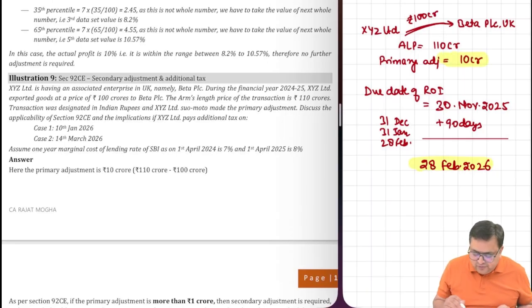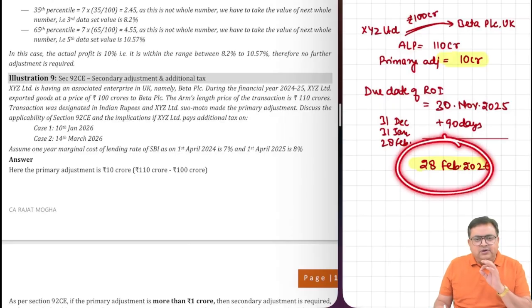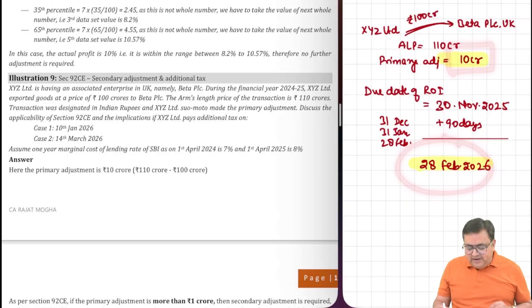Additional tax on 10 crores. So if you bring this money up till this date, then don't calculate interest. Just pay additional tax on 10 crores. And if you don't pay the money by this date, then we will start your interest.